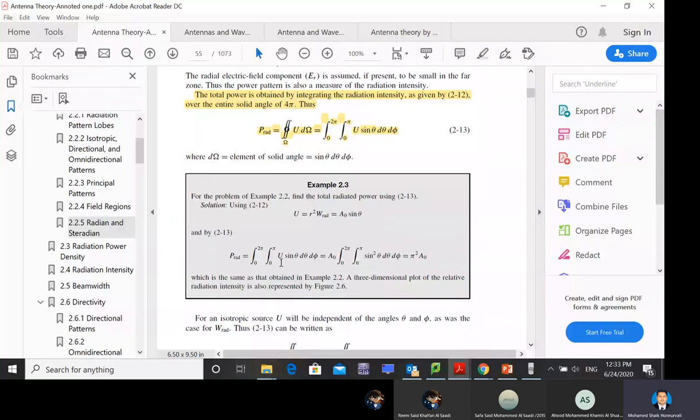What do we get? A naught is a constant, so you can take it outside. Integral 0 to 2 pi, integral 0 to pi. Already you have one sine theta here and another sine theta here. Multiply both of them, and we will get sine square theta d theta d phi. If you solve this integration, it should be equal to pi square A naught. I hope you know how to solve this integration.